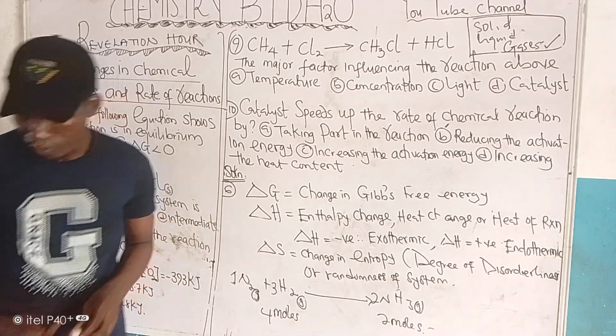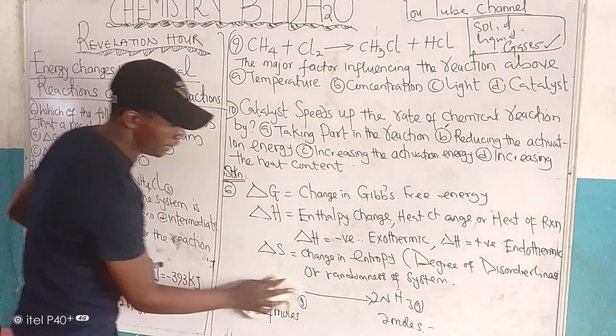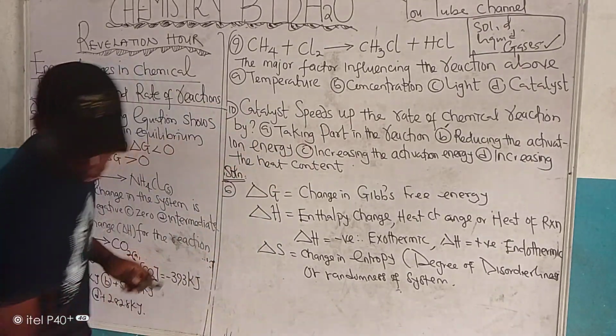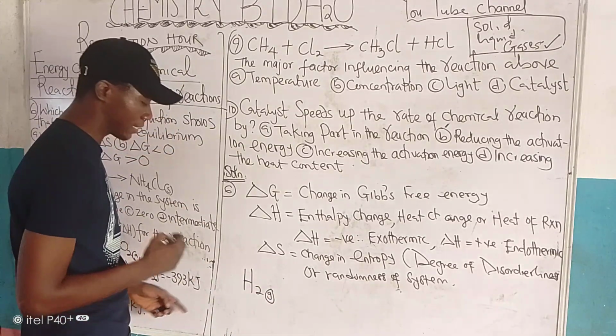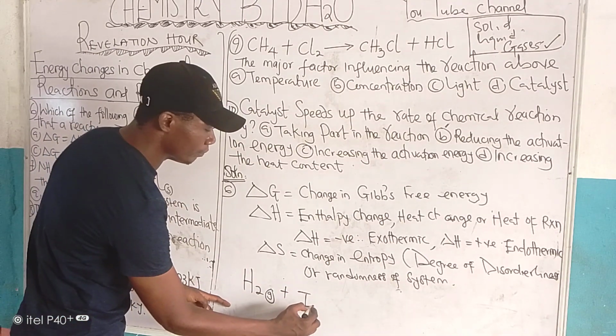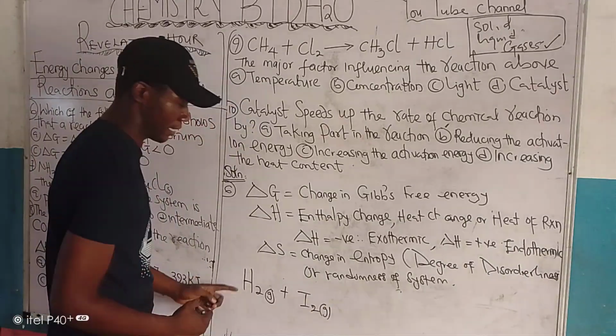One more confusing problem about entropy, class. I will give you another illustration. If I have hydrogen, which is a gas, and I have iodine vapor, which exists as a gas.